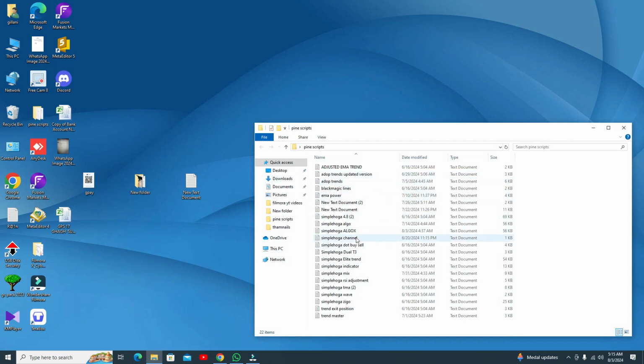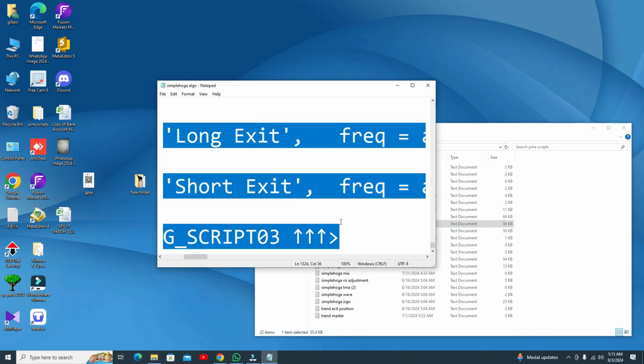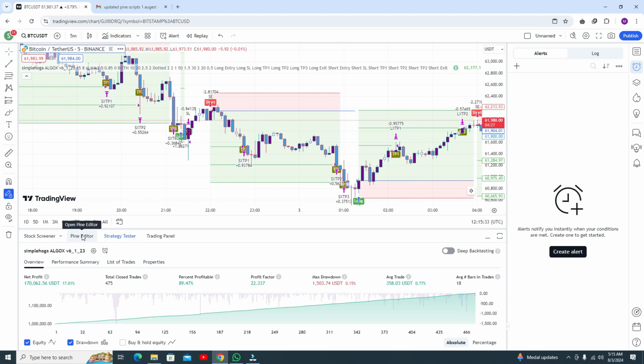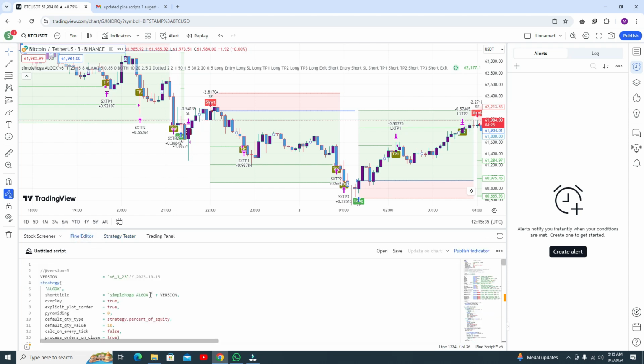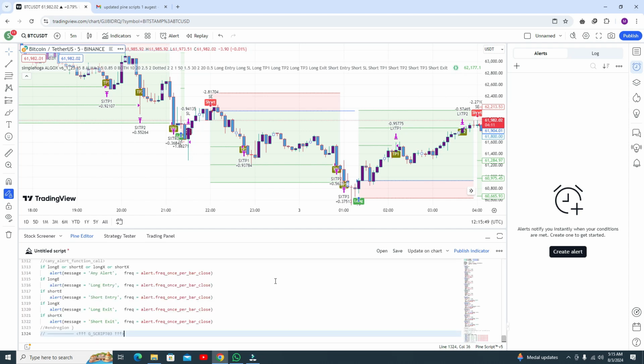Here is the algo, this is the most recent one. The previous algo is this one, and you need to copy the code, Control A, Control C, copy my code, then go to the Pine editor. Here you will find the option Pine editor. First of all you need to remove all your code. Control A, remove it. Control V, paste my code. Then click here, add to chart.